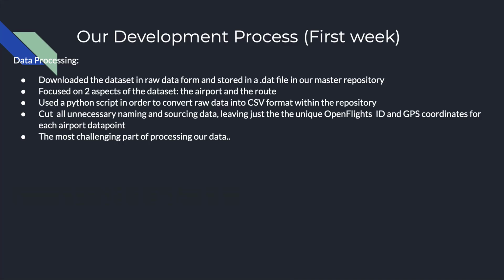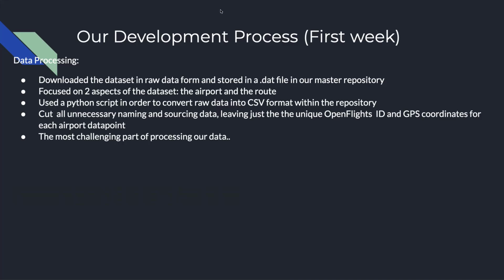We decided to use a Python script in order to convert raw data into CSV format within the repository. And we cut all unnecessary naming and sourcing data, leaving just the unique OpenFlights ID and GPS coordinates for each airport data point.